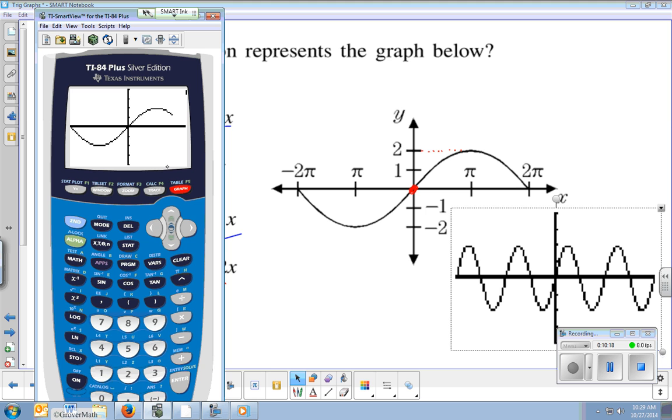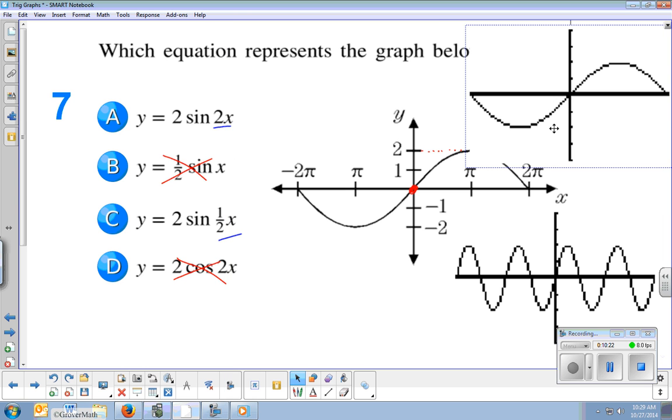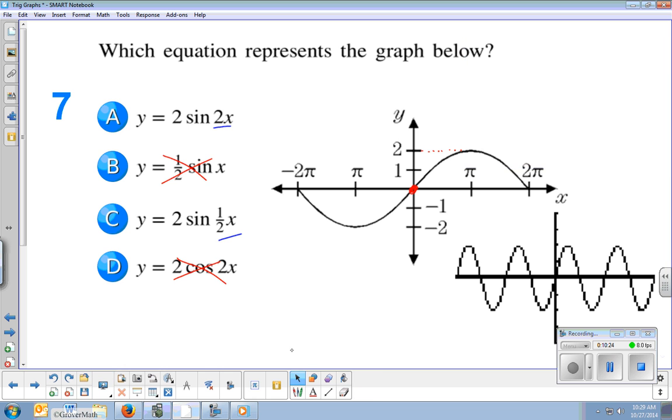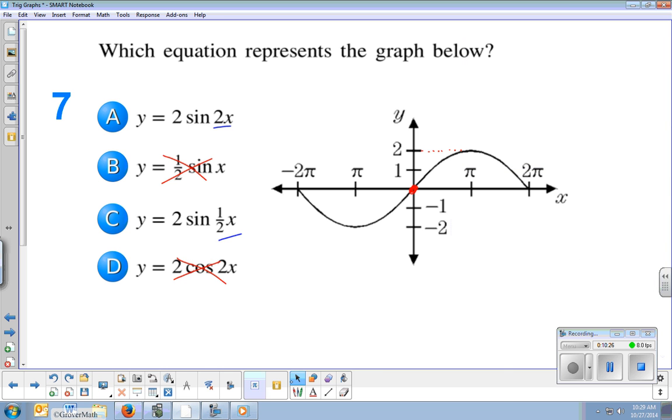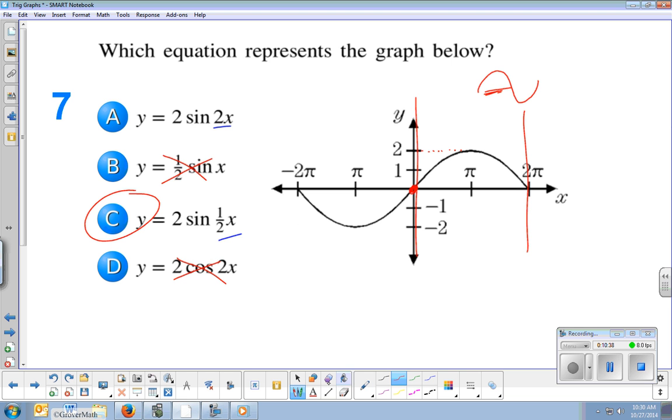And remember what that half means. That half means that I have a frequency of a half. And when we talk about frequency, we're always talking about the 0 to 2 pi range. So in this range here, how much of the sine curve do you have? You have half of the sine curve. So that's why it's half right there. But you could always just type it into your calculator and compare pictures.